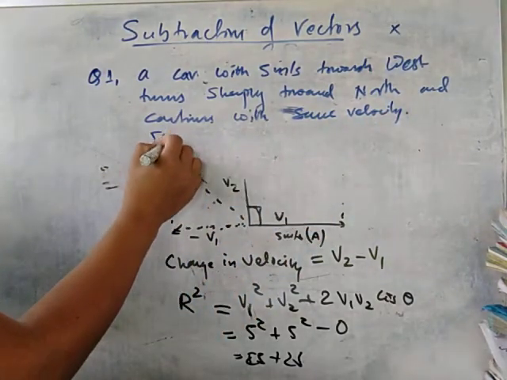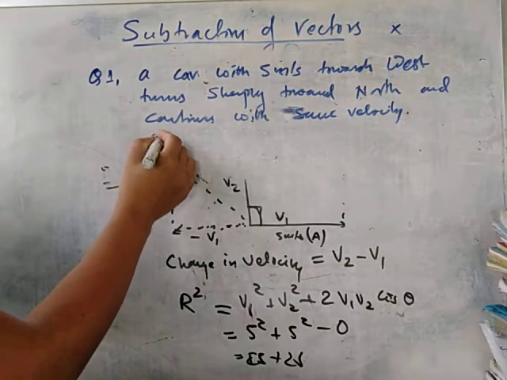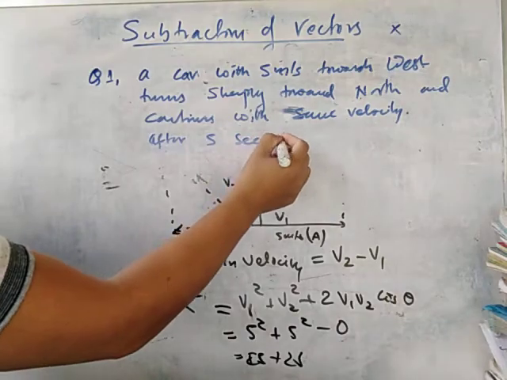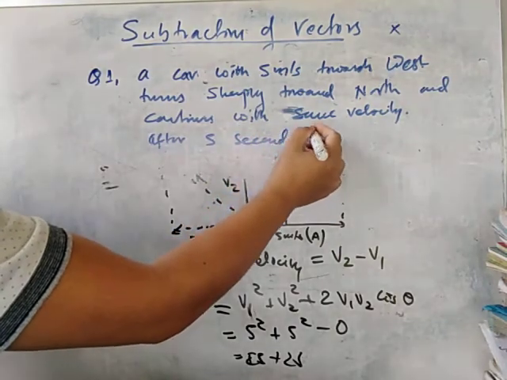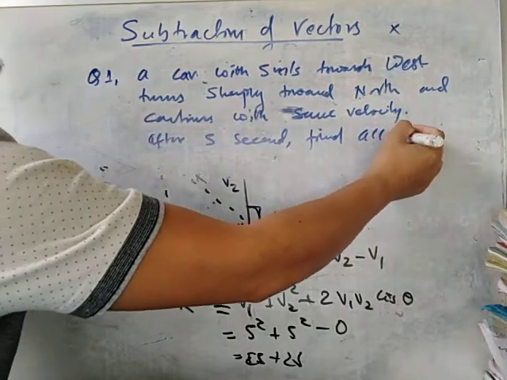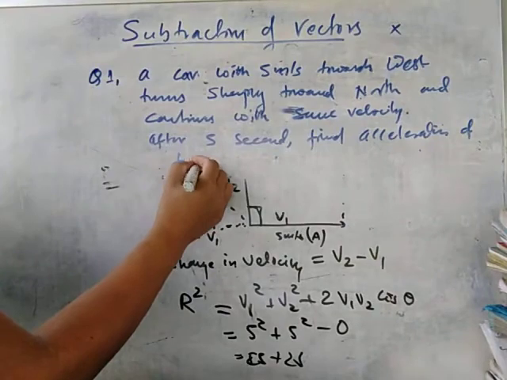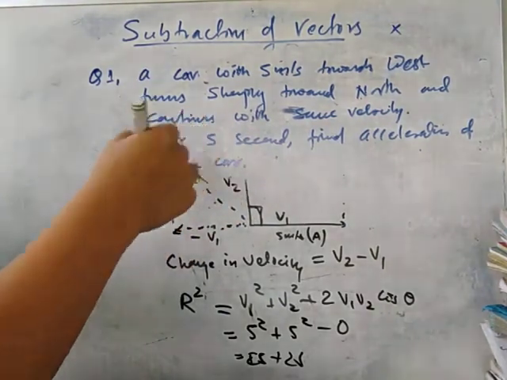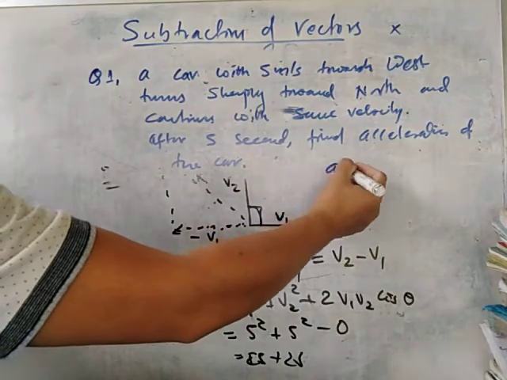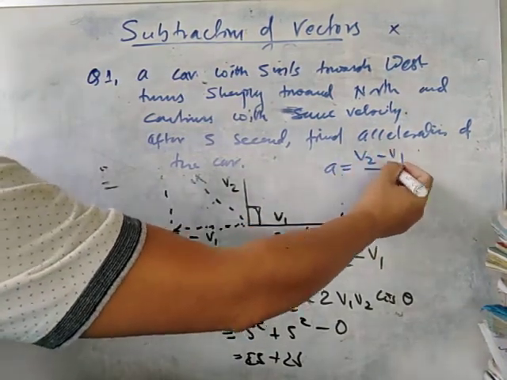If after 5 seconds, okay, find acceleration of the car. After 5 seconds you have to find the acceleration of car. So acceleration equals to how much? v2 minus v1 by t, isn't it?